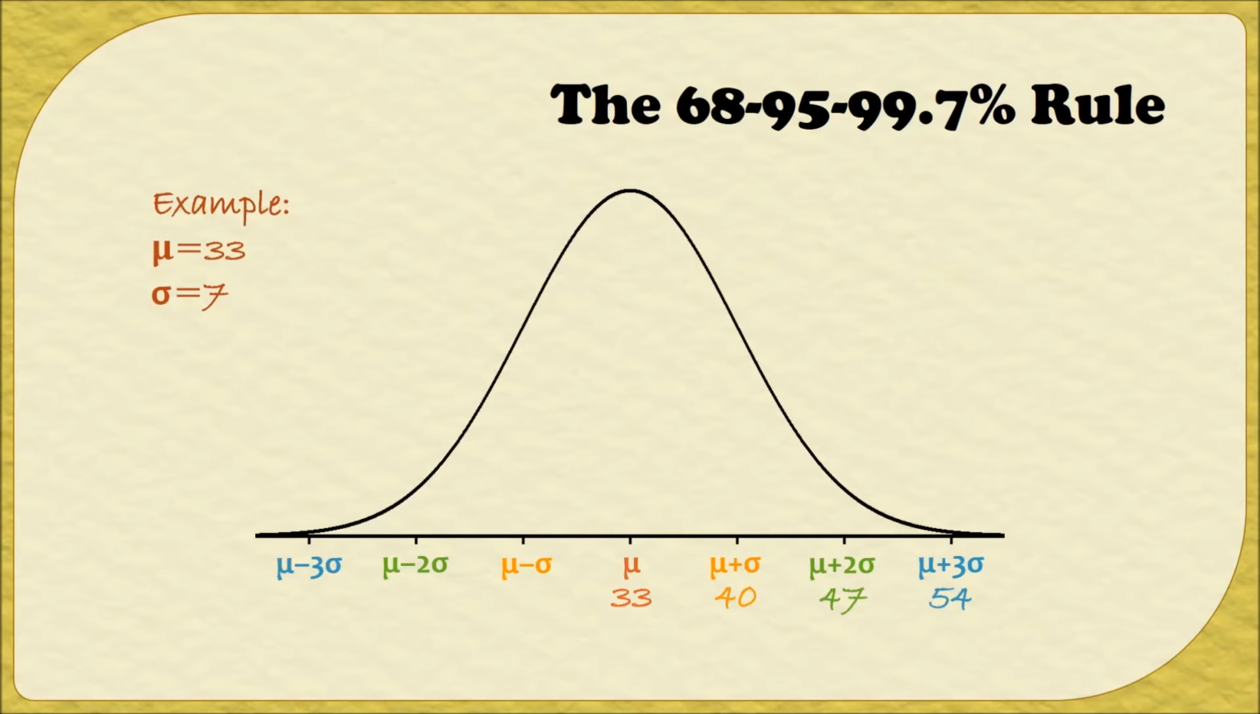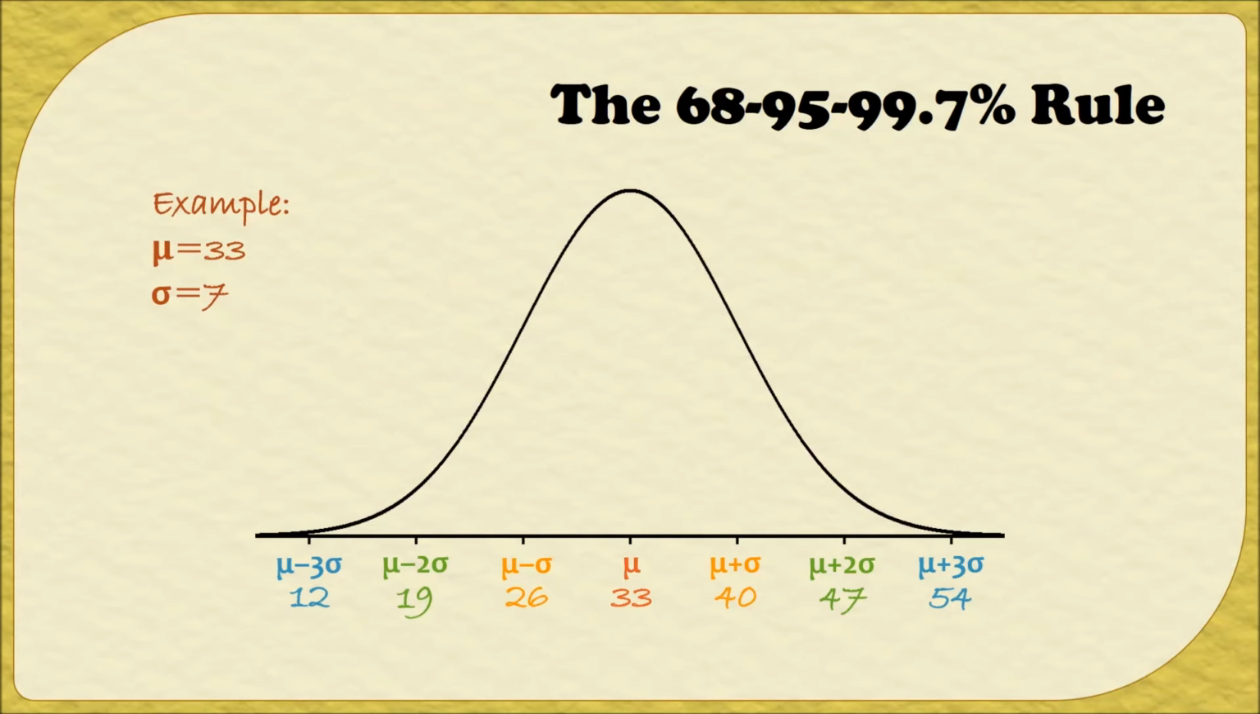To label each of the marks going below, I'm just going to subtract 7 each time. So first I'll do 33 minus 7 to get 26. Then I'll subtract 7 again to get 19. And then one more time to get 12. So to label the axis of a normal curve, all you have to do is put the mean in the middle, and then you either add or subtract the standard deviation to move each space out. And your normal curve will always look like this, where you have 3 standard deviations going above and 3 standard deviations going below.